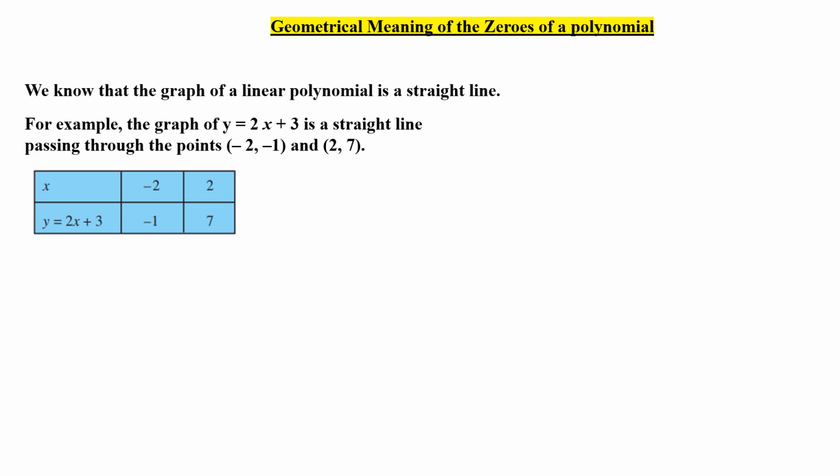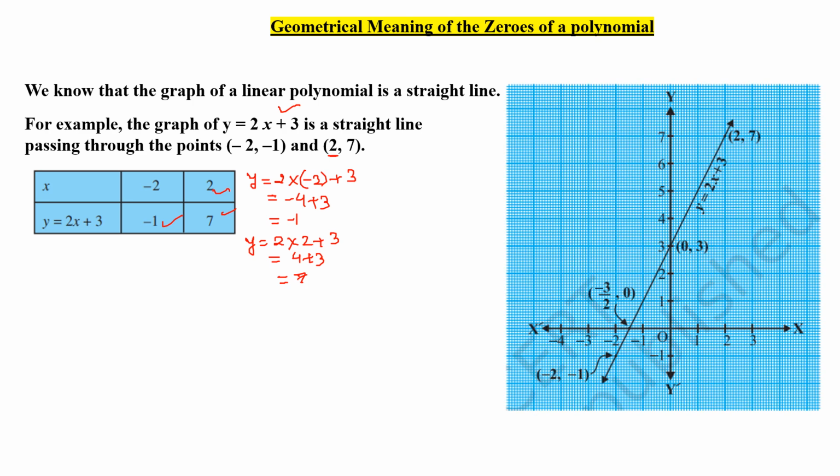When I put the value of x as -2, what will happen? It will become 2 into -2, which gives me -4 plus 3, which is -1, right? That's what I've written here. In the same way, if you put the value of x as 2 in this polynomial, y equals 2 into 2 plus 3, which gives 4 plus 3 equal to 7. And now you have to plot the graph of it. When you plot the graph, you will get a straight line like this, isn't it?